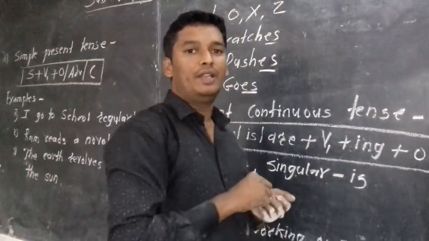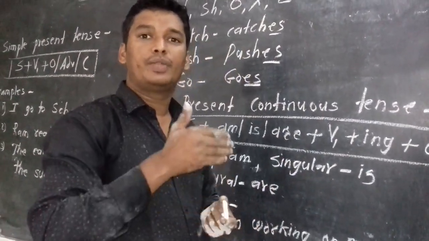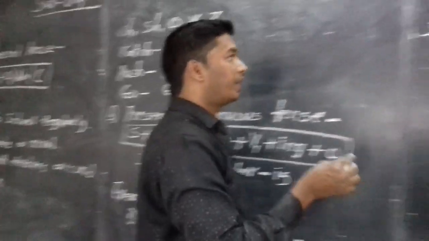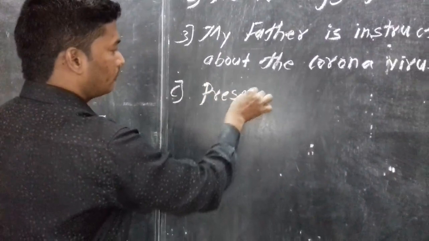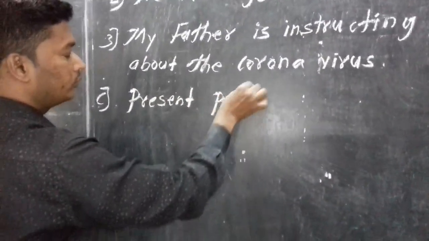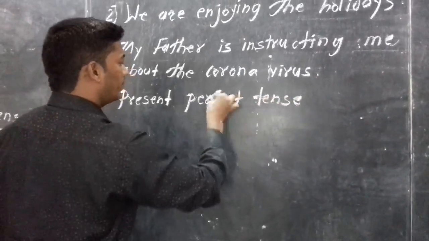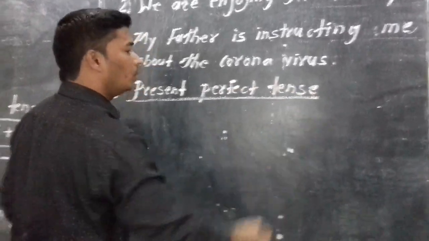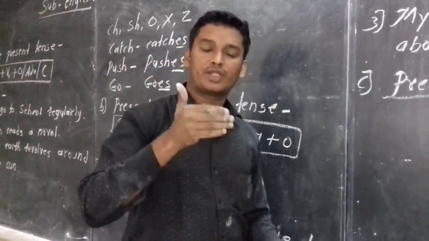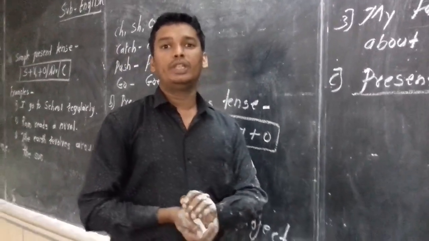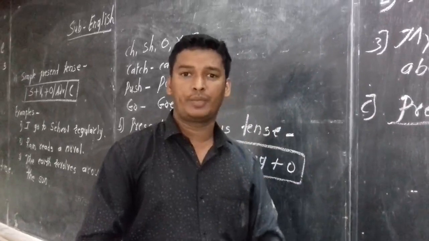Now, the third kind of present tense, that is present perfect tense. Present perfect tense. Look, where do we use this tense? This tense is used to express such an action which has just been completed at the time of speaking in the present.